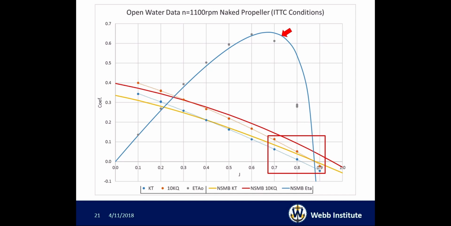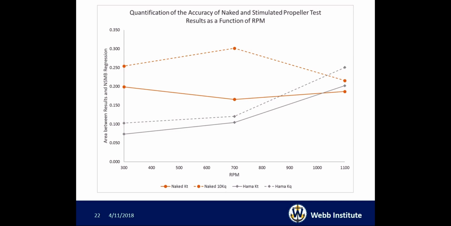I could show you the other 5 tests that I have for these RPMs, but that wouldn't be very useful. So instead, to quantify the accuracy of each test, I calculated the area between my tested curve and the regression curve, and I presented that in the following figure. The following figure has RPM on the x-axis and area between the curves on the y-axis. This is the absolute value of the area, not simply the integral, as the integral would allow positives and negatives to cancel out. The orange shows a naked propeller, and the gray shows a stimulated propeller, with the dashed lines being the torque coefficient and the solid lines being the thrust coefficient.